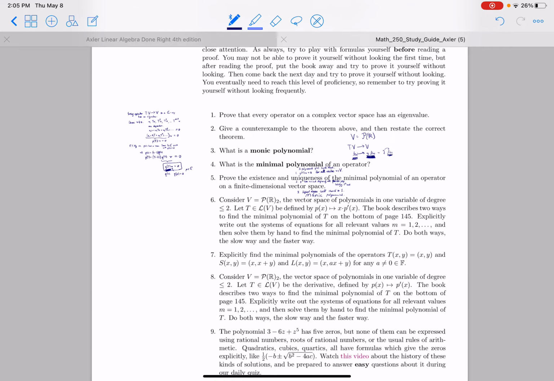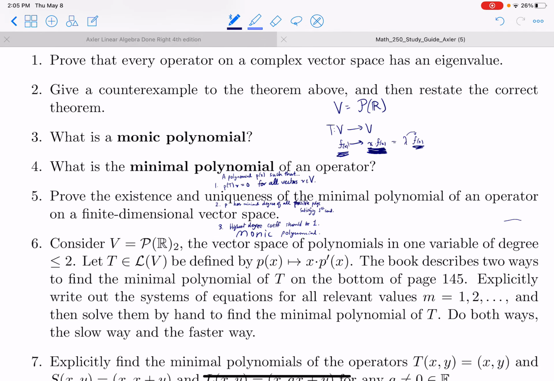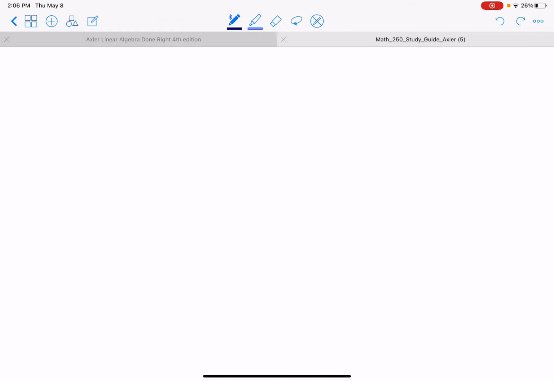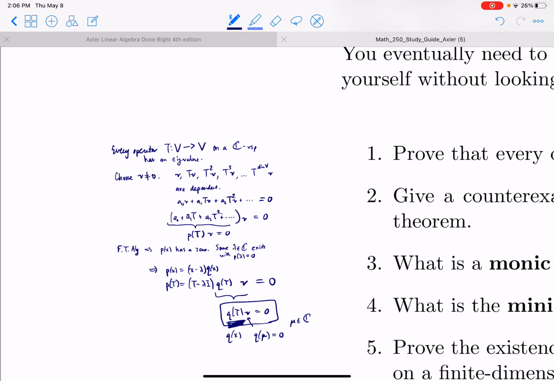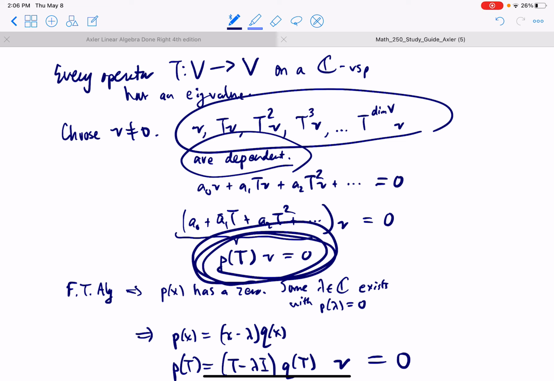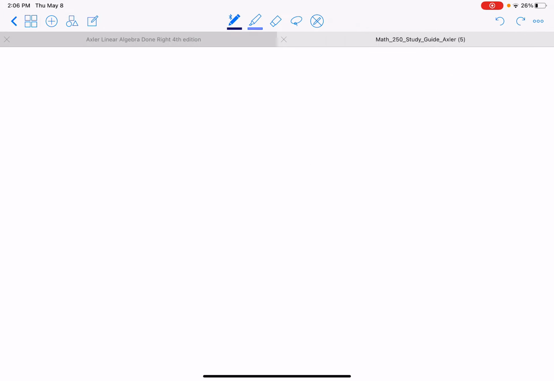So that's the idea. Now let's show that it exists. Prove existence and uniqueness. So how do we prove existence? Let v be non-zero. Now this isn't going to work because we need it to be 0 on everything, but just do what we did last time. So choose v non-zero and do exactly what we did last time. Create these. Obviously they're dependent because you can't have more independent vectors than the dimension. So you get some polynomial p of t, which on that special vector that we happen to choose is 0. Okay, that's fine. But we're not done yet.